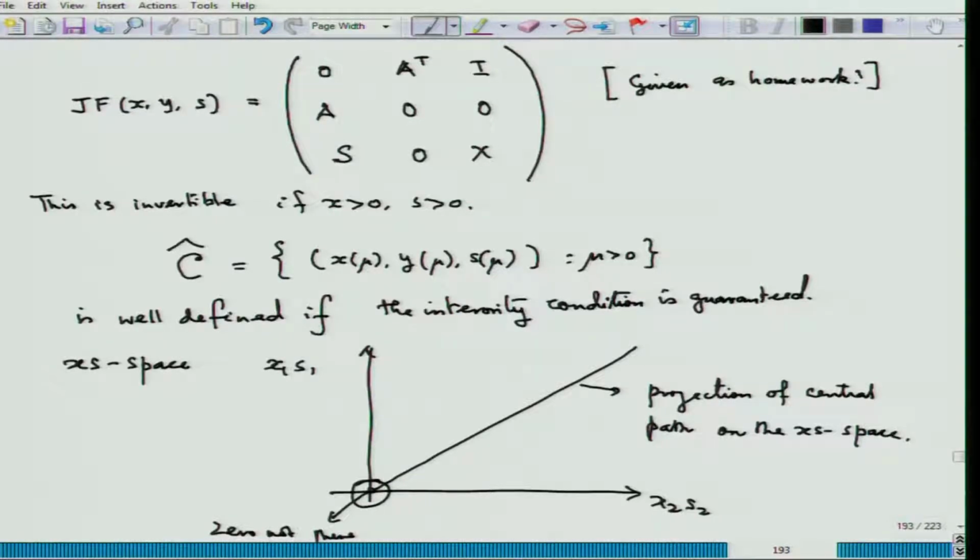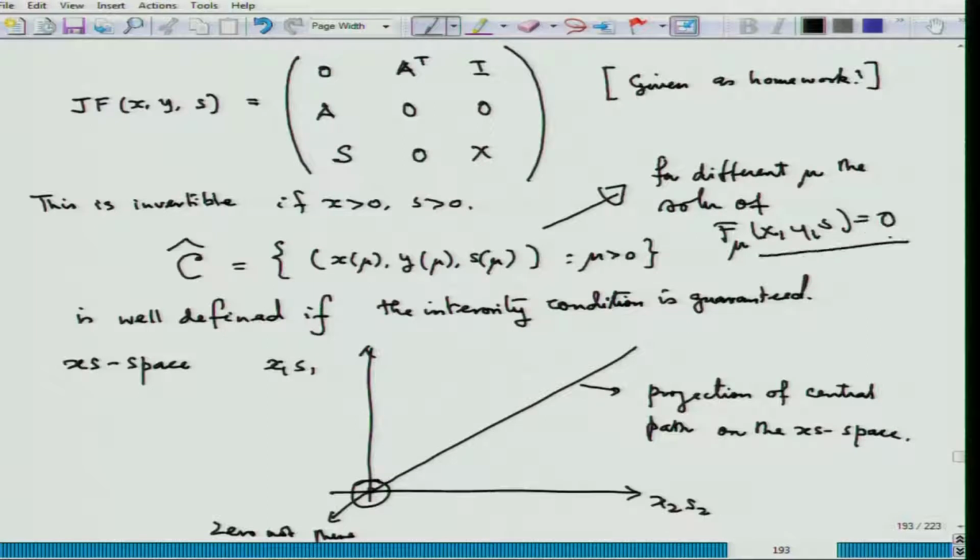Now, what is the central path? The central path is nothing but, for different mu's, the solution of the approximate KKT condition or the relaxed KKT condition.